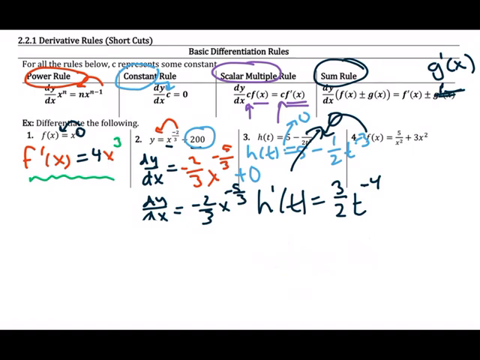Why don't you go ahead and rewrite number 4 so that this first piece has a negative exponent, and then go ahead and take the derivative on number 4 and then unpause the video and see how you did.